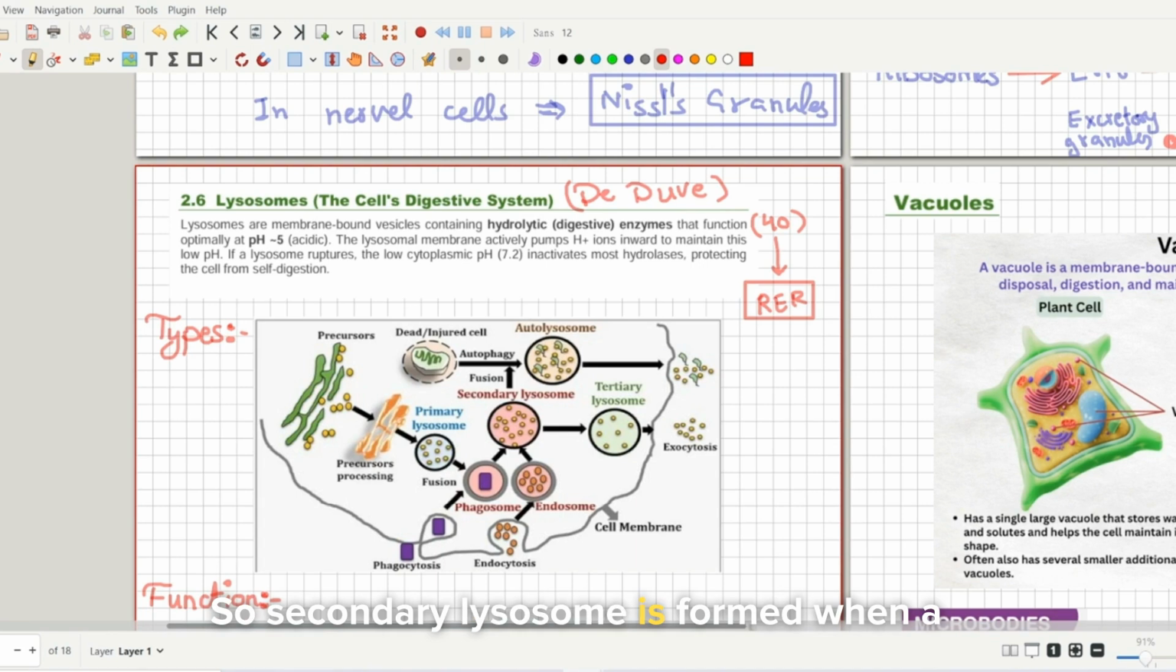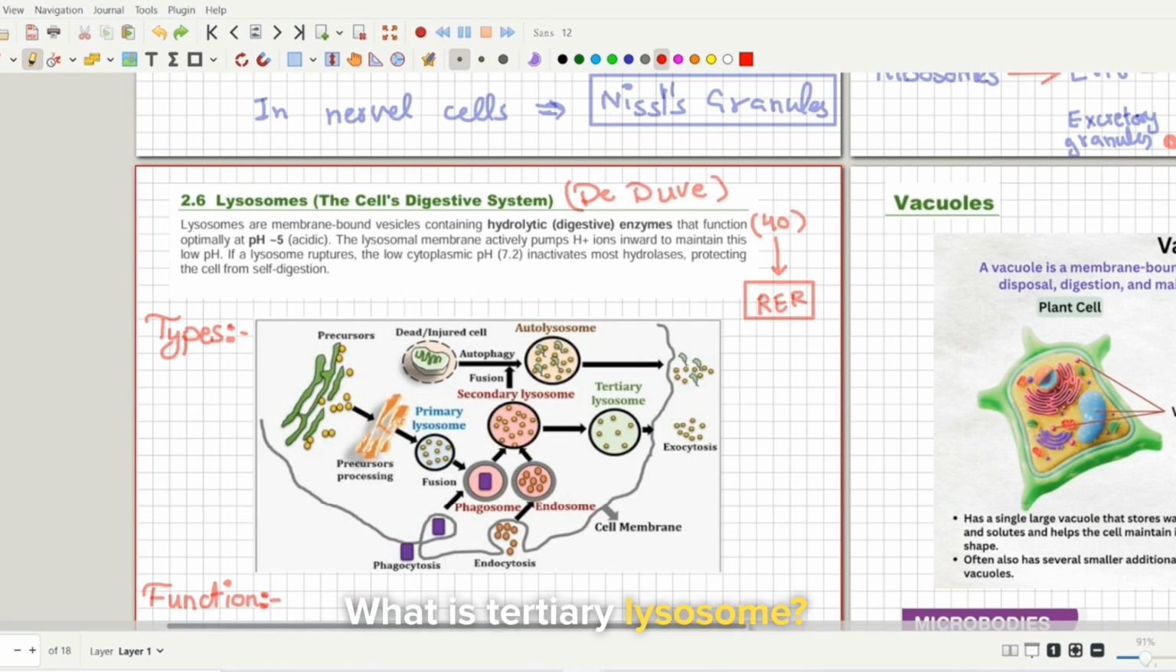So a secondary lysosome is formed when a primary lysosome attaches with a food vacuole or any kind of cell that is present, and it attaches with a phagosome or endosome, then it will form a secondary lysosome. So this was an example of a secondary lysosome. If there is a phagosome or an endosome, then the primary lysosome will combine with that and form a secondary lysosome.